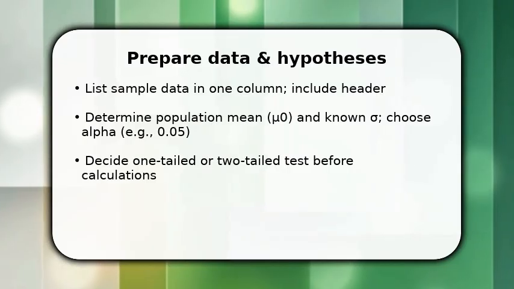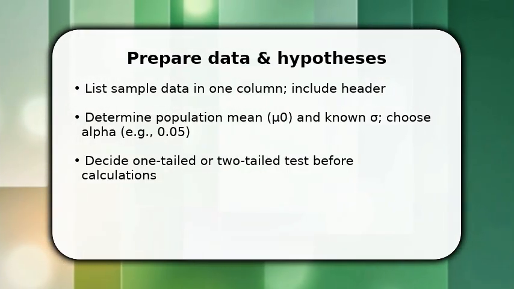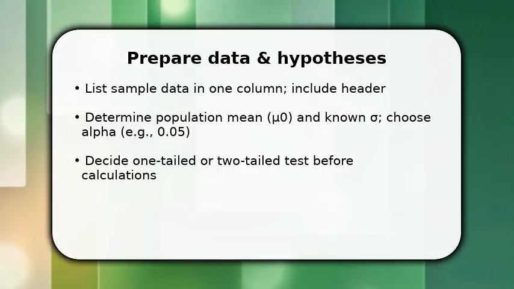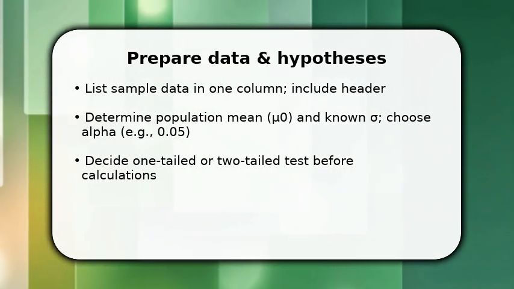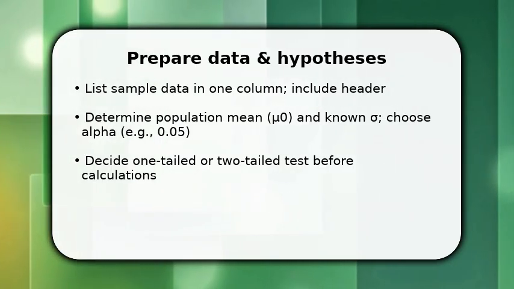You start by organizing your sample values in a single Excel column and naming the header so functions ignore it. Next, enter the population mean and the known population standard deviation in separate cells. This is critical because the z-test requires sigma to be known.